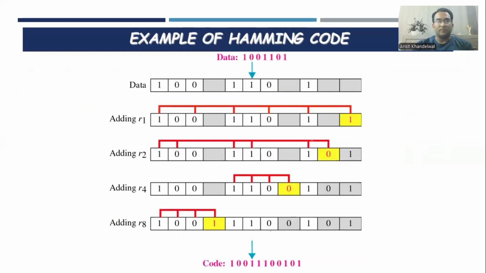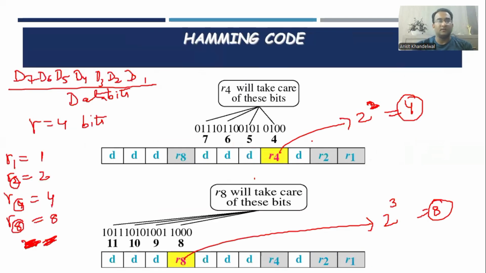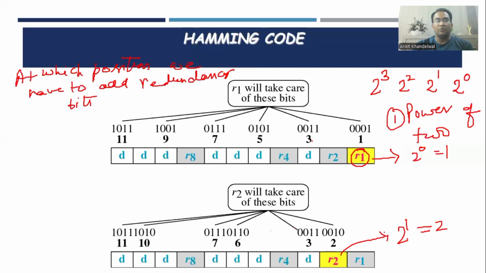Now, let us see this example, how to find out the value of R1. So first of all, we have discussed the positions. The position is done with the help of the powers of 2, that is 2 to the power 0, 2 to the power 1, 2 to the power 2, and 2 to the power 3. Then we add these bits into the total message. So these are done with the help of powers of 2.